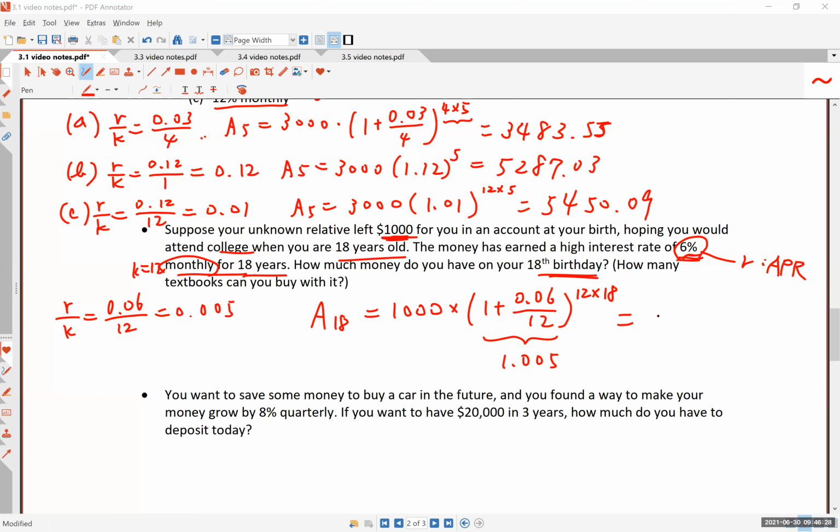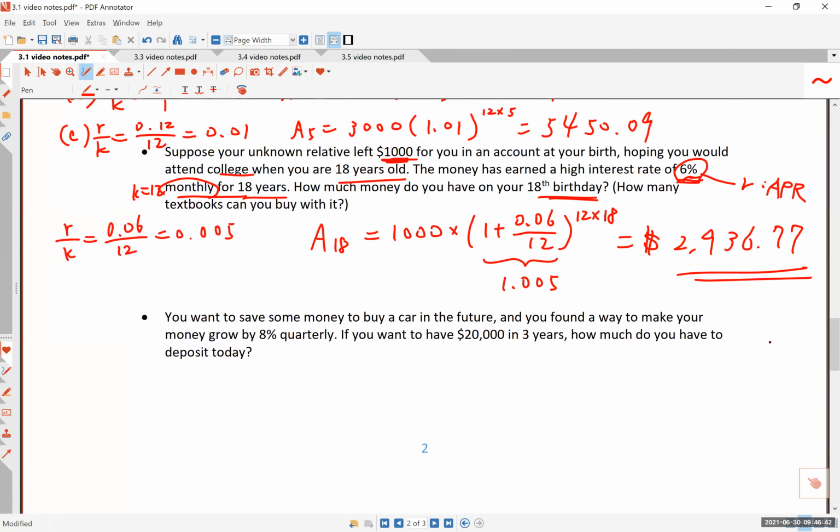Okay, let's go ahead and write this down. That number is $2,936.77, thanks to your unknown relative who left $1,000 to be invested for 18 years, because now that $1,000 has grown to be about $3,000, and you can maybe buy a couple of textbooks for that price.